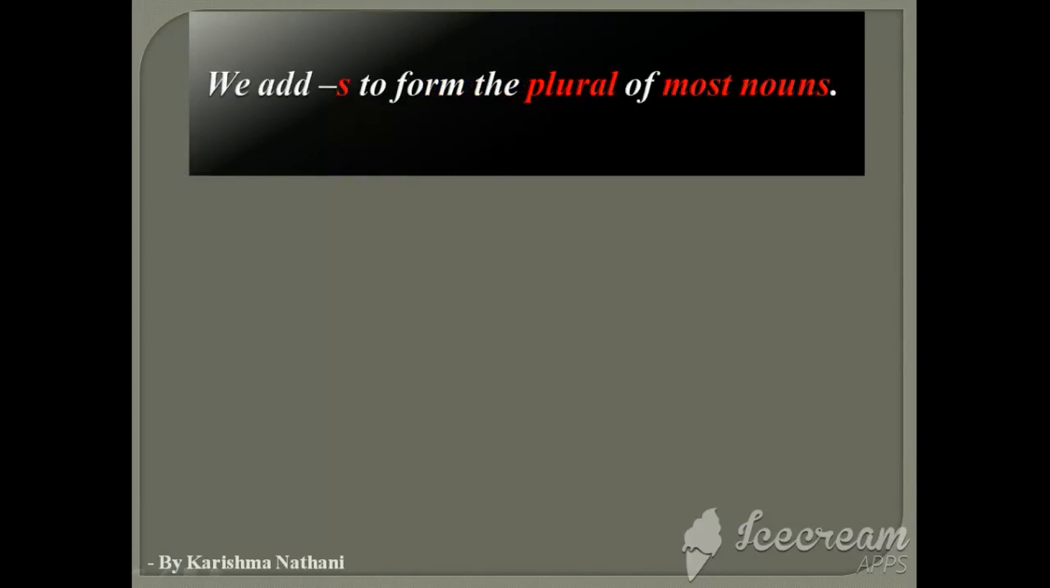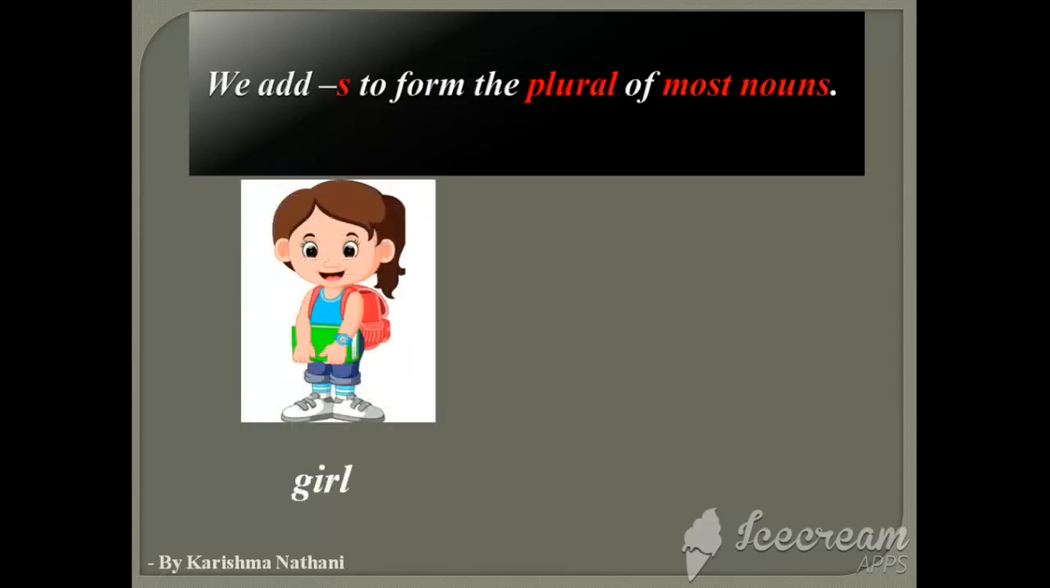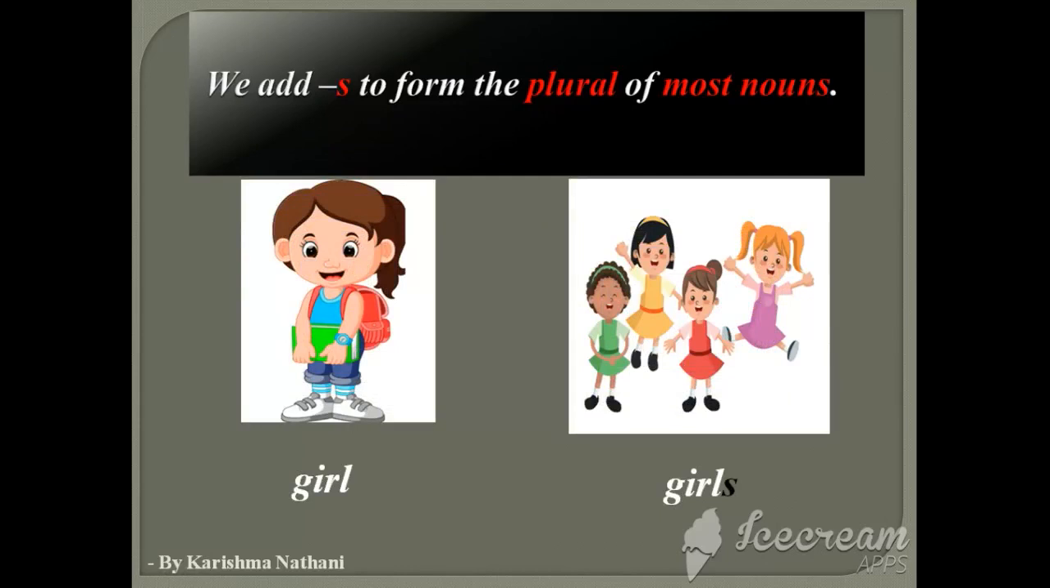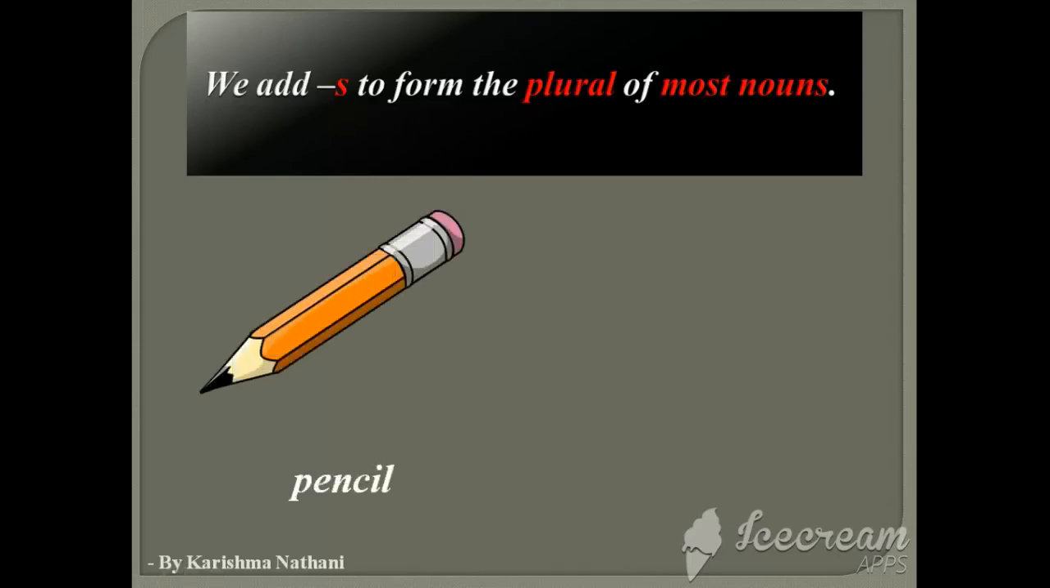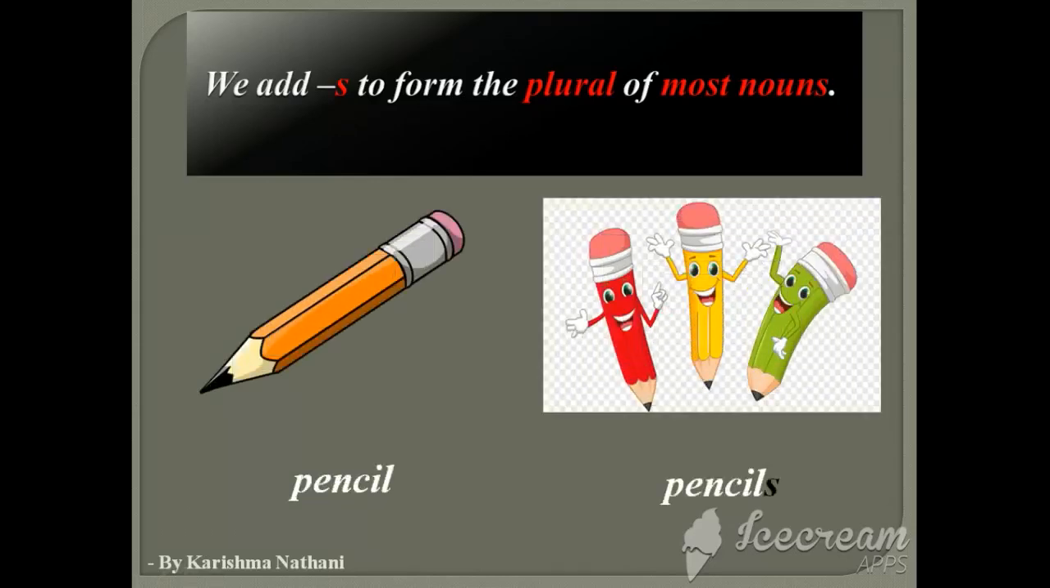We add s to form the plural of most nouns. Girl, two girls. We put s after the noun girl, so it will become plural, girls. Pencil, pencils. Here we have put s at the end of pencil, so the plural of pencil is pencils.